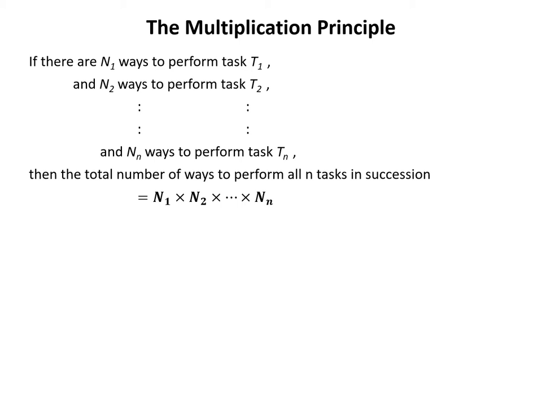then the total number of ways to perform all of these n tasks in succession is simply the product of the number of ways of performing each individual task. So that just equals N1 times N2 times dot dot dot all the way up to times Nn.